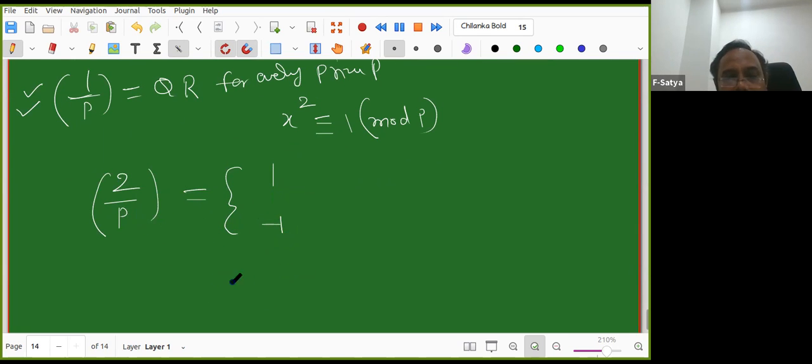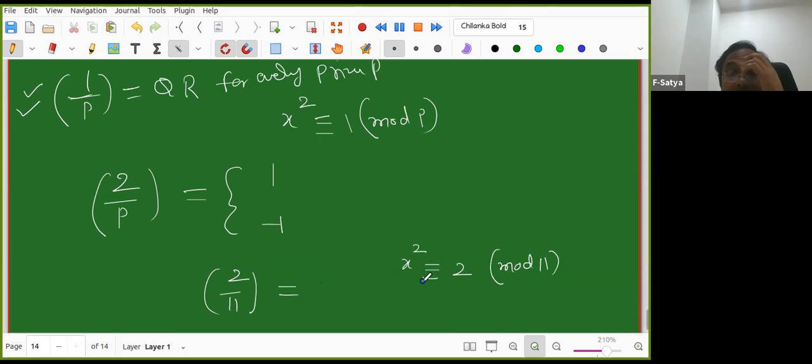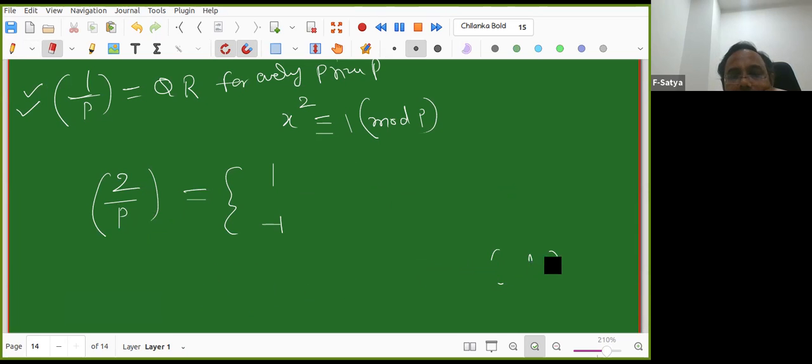I take a prime p. So for example, what is 2 by 11? When it is 1, x square congruent to 2 mod 11 has a solution. Correct? But for that I have to compute and check. But this is for any prime p. Now again I look at some congruences, with that I can tell you. That is the goal here. Okay, are you ready to explore?